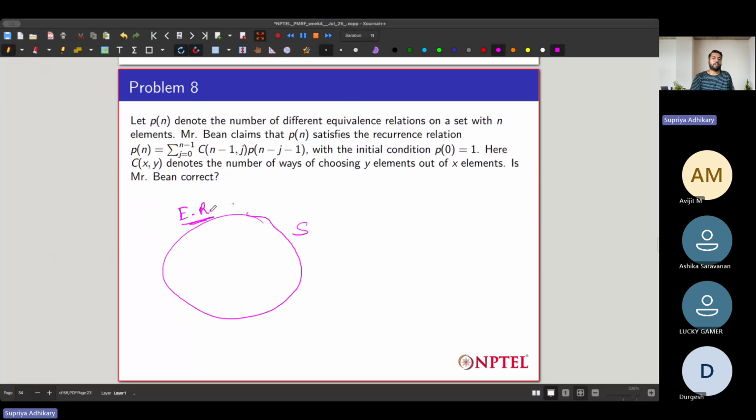So the number of different equivalence relations would actually create different partitions of the set. So partition means that it will divide the whole set into different disjoint non-empty sets. So that means the intersection of any two sets would always be phi, that is empty. But if we union them all together, that would give us the whole set back. So if we consider this partition as P1, P2, P3, up to Pn, it is considered that this is a partition of the set.